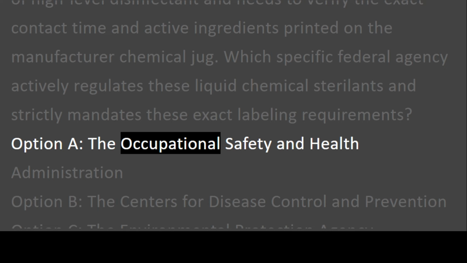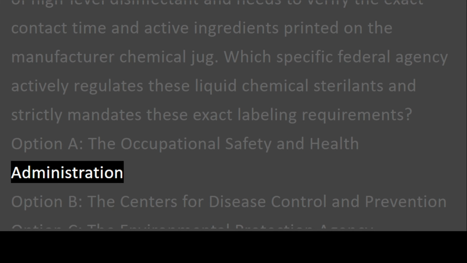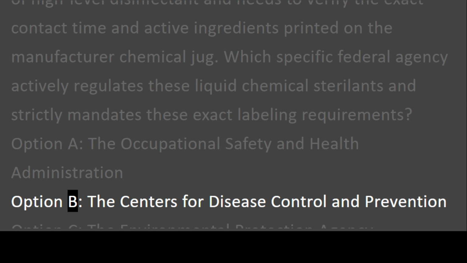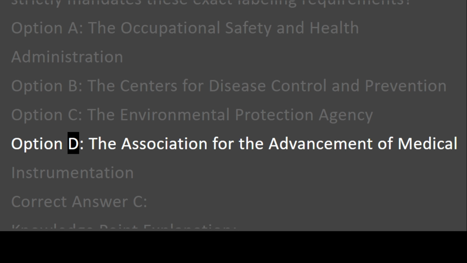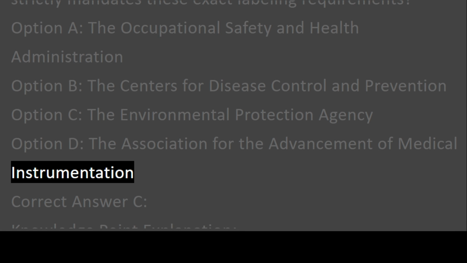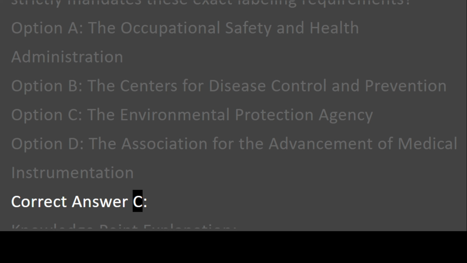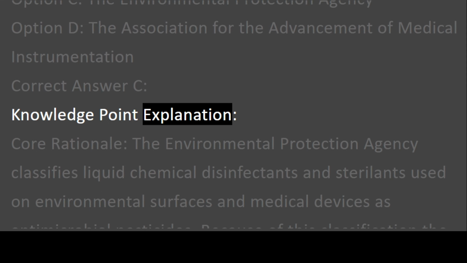Option A. The Occupational Safety and Health Administration. Option B. The Centers for Disease Control and Prevention. Option C. The Environmental Protection Agency. Option D. The Association for the Advancement of Medical Instrumentation. Correct answer C. Knowledge point explanation.